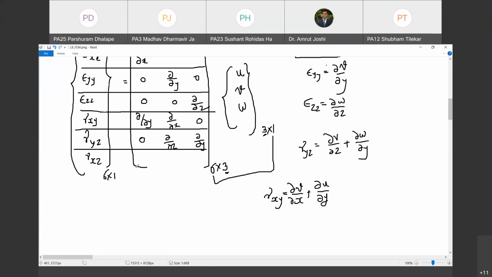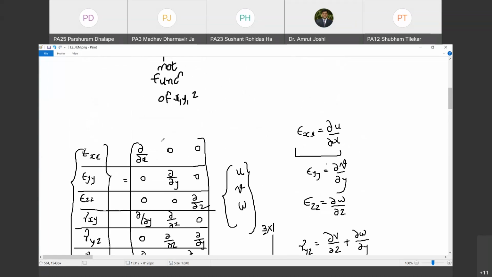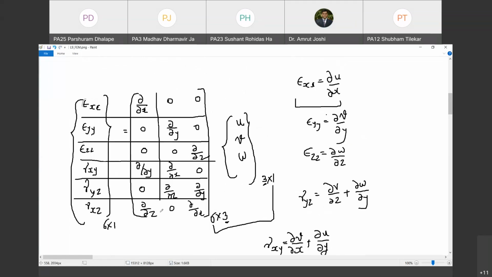Now, let us write down gamma xz. Gamma xz will be written as dou u by dou z plus dou w by dou x. So how do I write that here? Dou by dou z. So you will have dou u by dou z, then 0 and dou by dou x. So this is how this matrix looks like.